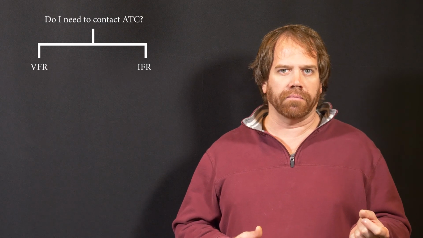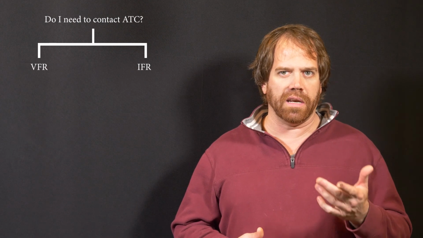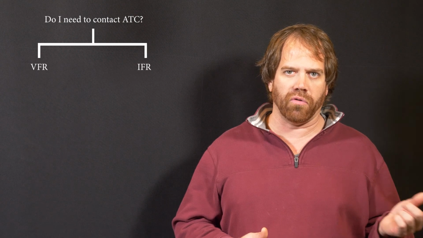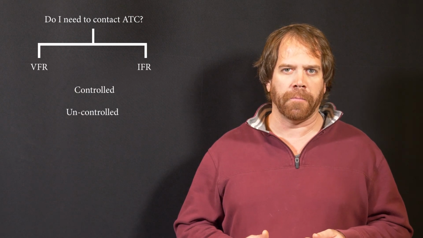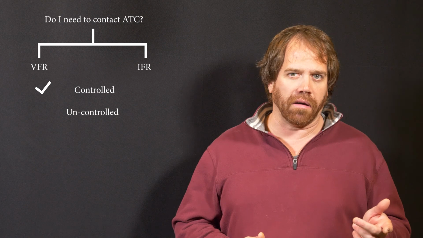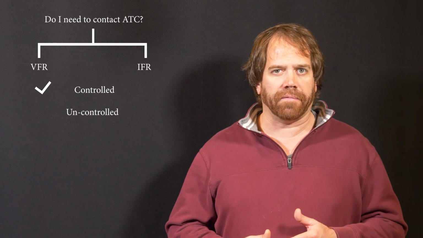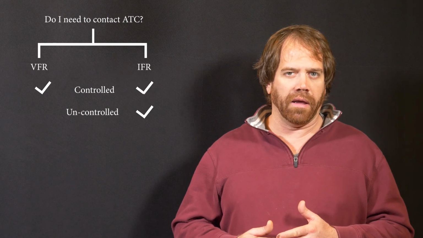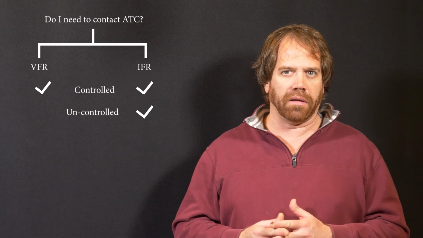Let's recap the information that we've presented here today. First, we will determine whether we need to be in contact with ATC. Look at the type of flight plan that we intend to file. If it's a VFR flight plan, then we need to check if the airports we're flying to or from are controlled airports. If they are, then we need to be in contact with ATC. If the flight plan is an IFR flight plan, then we must always be in contact with ATC.